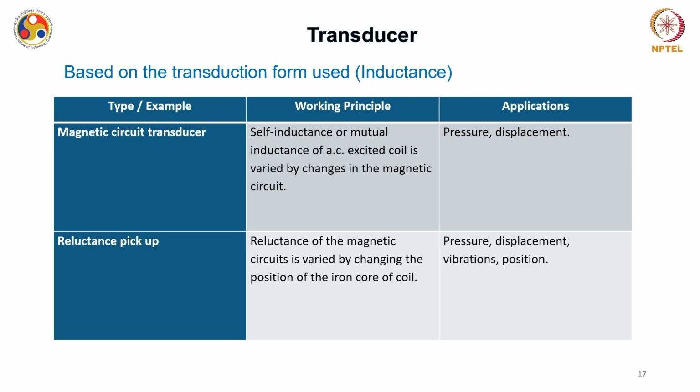Okay. Similarly, you have reluctance pickup coils. So the reluctance of a magnetic circuit is varied by changing the position of the iron core of the coil, and they are very much useful in measurement of small pressures, displacements, vibrations and positions of many objects.